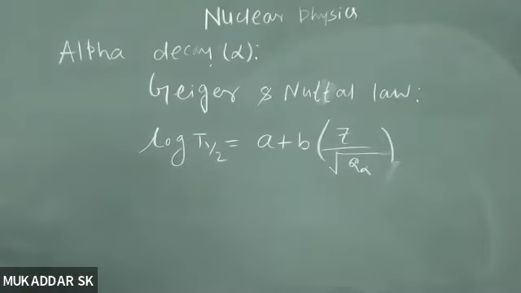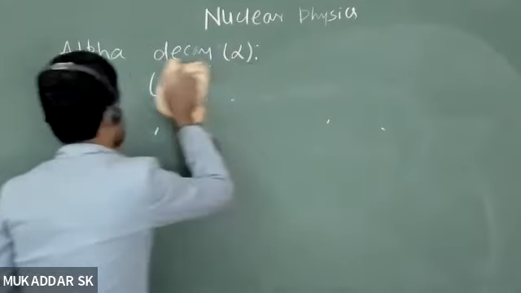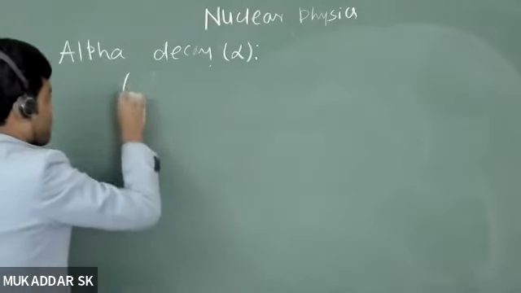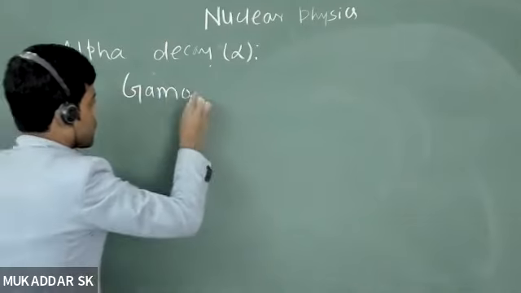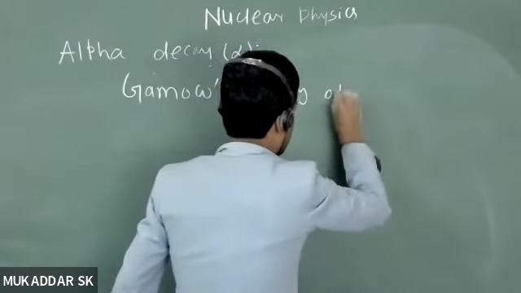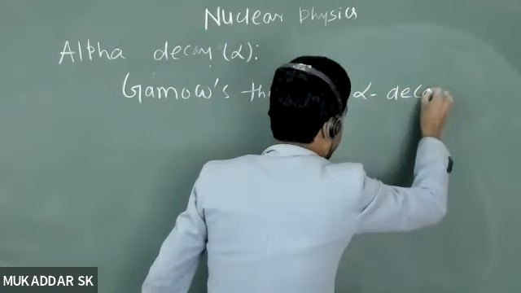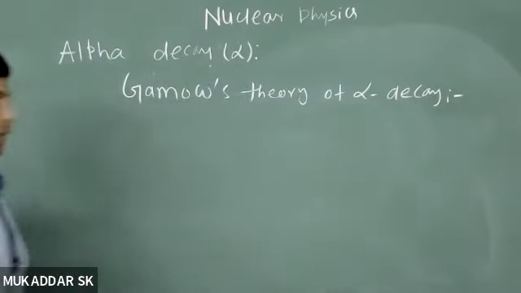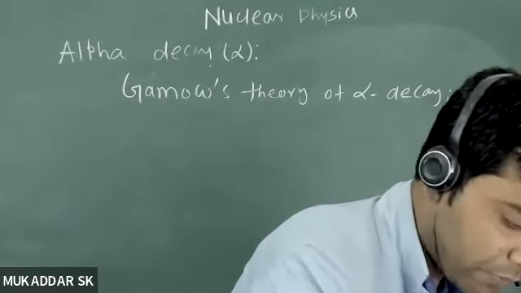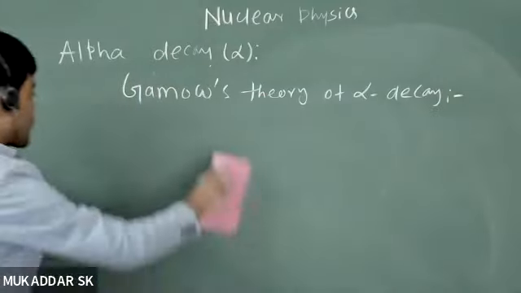Now, another important theory of alpha emitters or alpha decay is known as Gamow's theory of alpha decay. Tell me if you have any doubt, then I can proceed, because this is really important from the exam point of view. Gamow's theory of alpha decay.